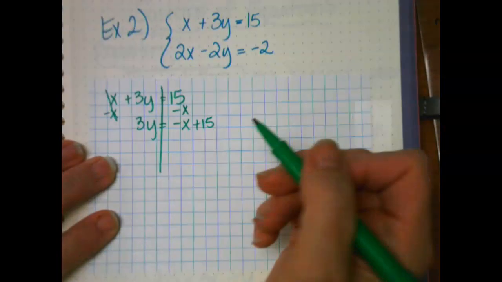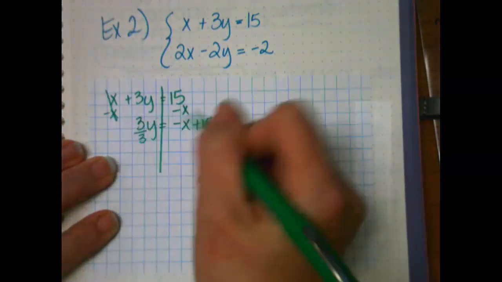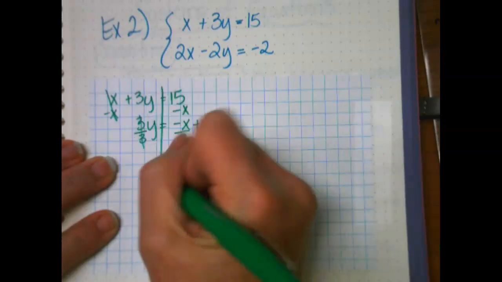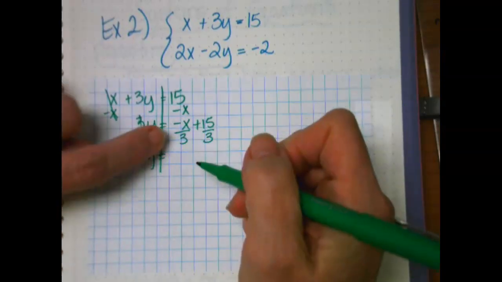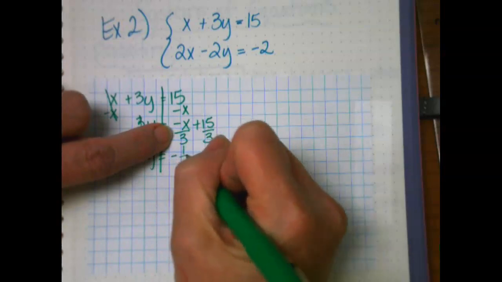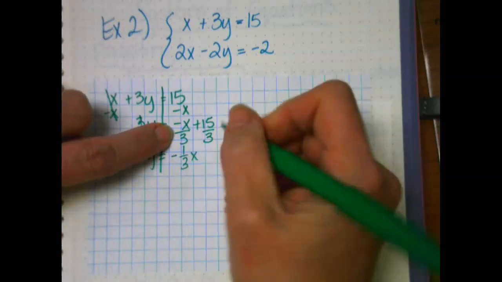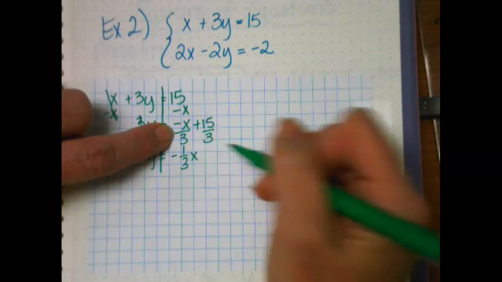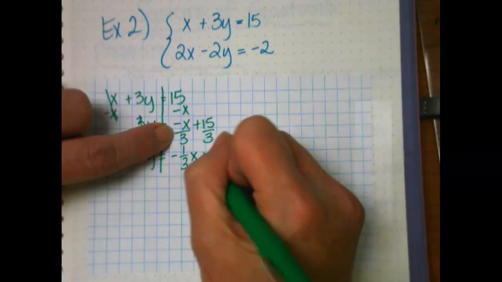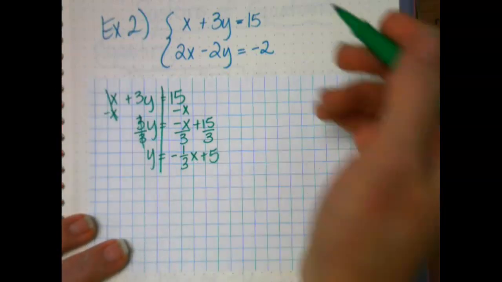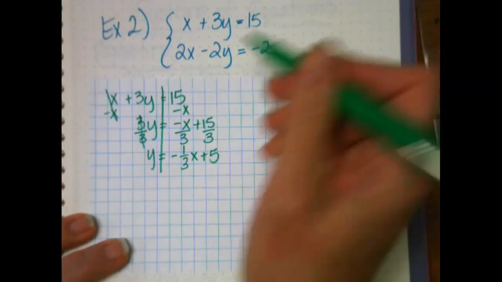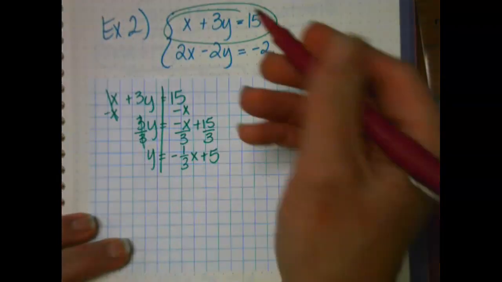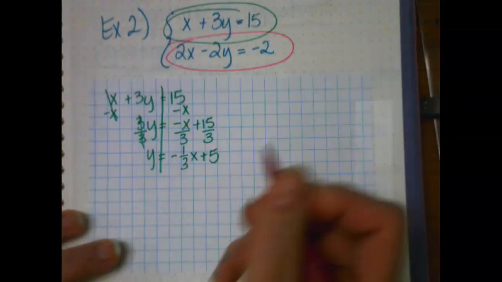All right, I don't want 3y, I just want y. So I need to divide everything by 3. And that's going to leave me with y equals, this is the same as negative 1/3 x. All I did was pull the 1 out from in front of the x to give myself the slope of negative 1/3, plus 5. All right, so that's equation number 1. And that was this one. Now let's look at equation number 2. That's this one.